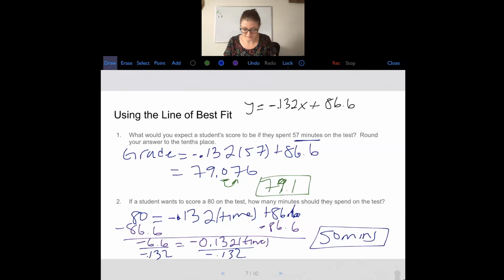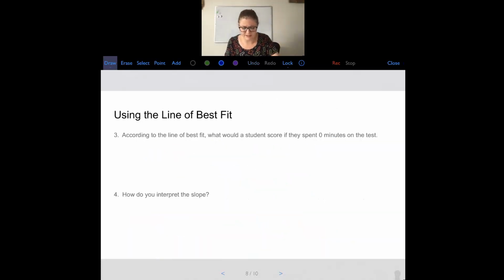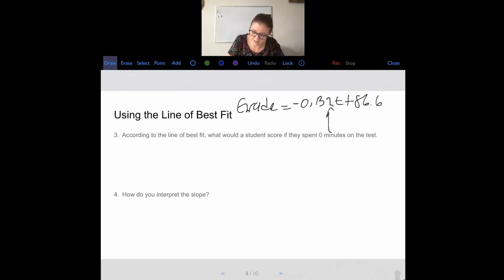So if we want the outcome to be an 80, then we need our time to be 50 minutes based on this model. Next, according to the line of best fit, what would a student score if they spent 0 minutes on the test? So this is really asking us to read the y-intercept. Or you can plug in 0 for t, but this would be an 86.6.